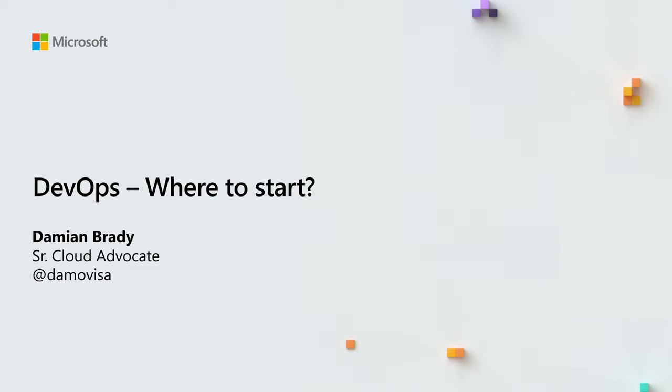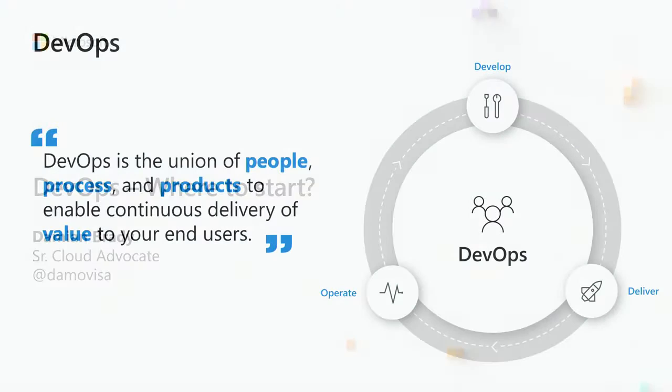So DevOps has a lot of definitions. At Microsoft, we define DevOps as the union of people, process, and products to enable continuous delivery of value to your end users. Now, the bit that I want you to focus on here is value. So we're not talking about continuous delivery of features or continuous delivery of tasks from your task board. We're talking about continuous delivery of value. And value is the most important thing when it comes to DevOps.